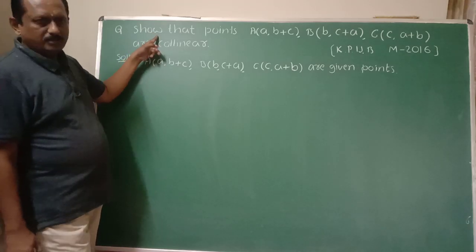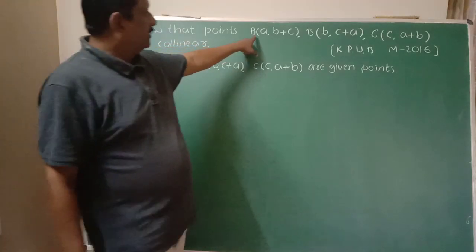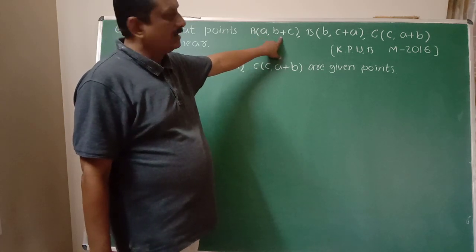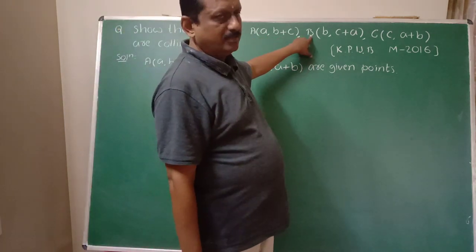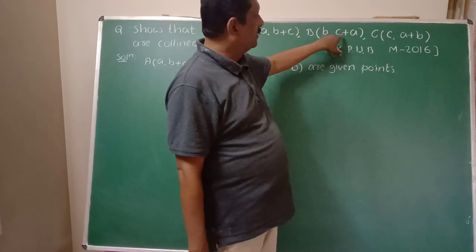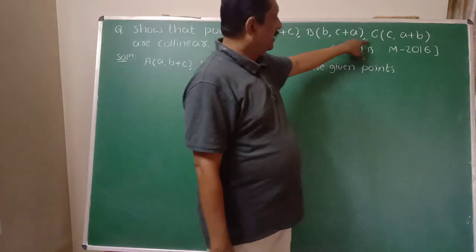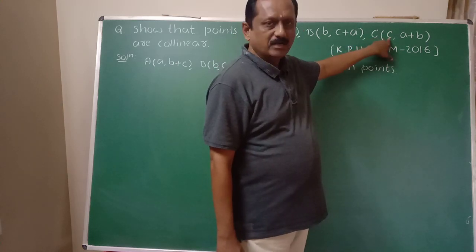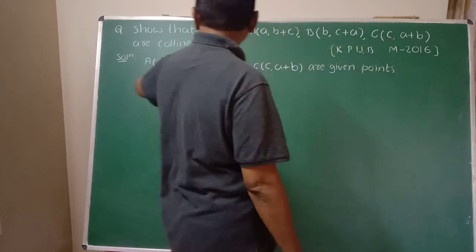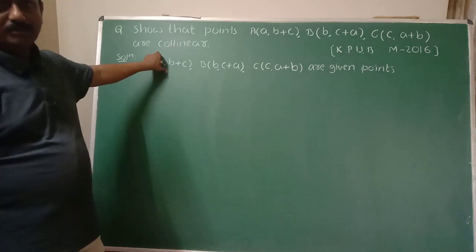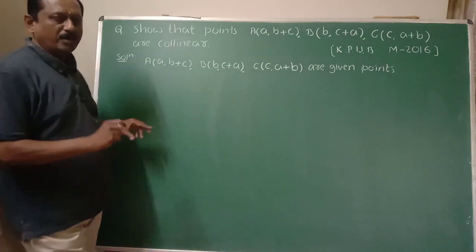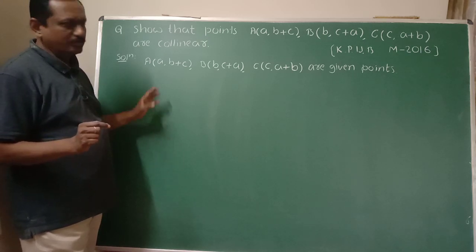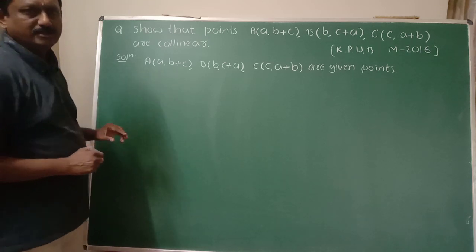Show that the points A (a, b+c), B (b, c+a), and C, the third point, with coordinates (c, a+b), are collinear. You know that if points are collinear, then the area of the triangle is 0. So we just have to prove the area of the triangle is 0.